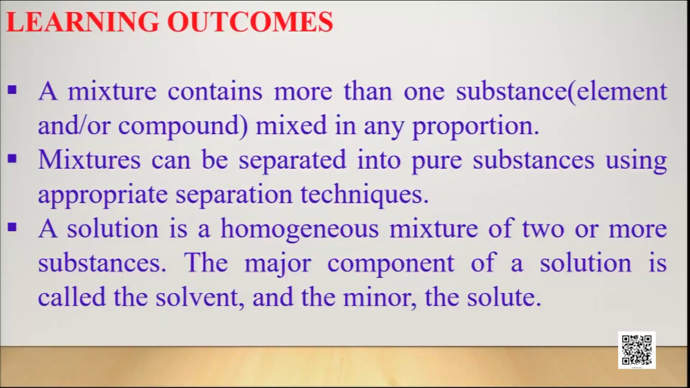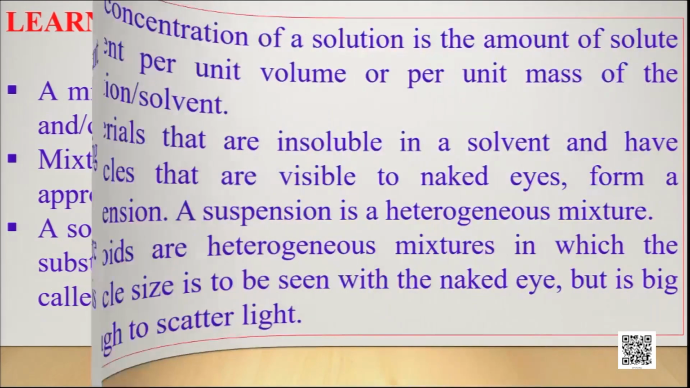So that's all about the chapter Is Matter Around Us Pure? Let us look at what knowledge we have gathered after learning this chapter. The learning outcomes are: a mixture contains more than one substance mixed in any proportion. Mixtures can be separated into pure substances using appropriate separation techniques. A solution is a homogeneous mixture of two or more substances. The major component of a solution is called the solvent and the minor is called the solute.